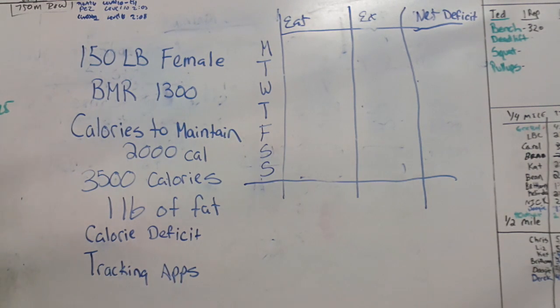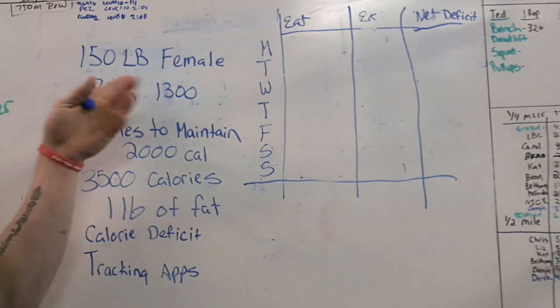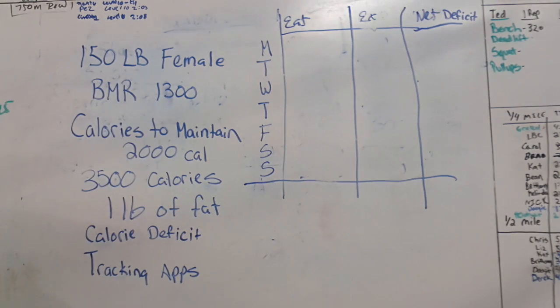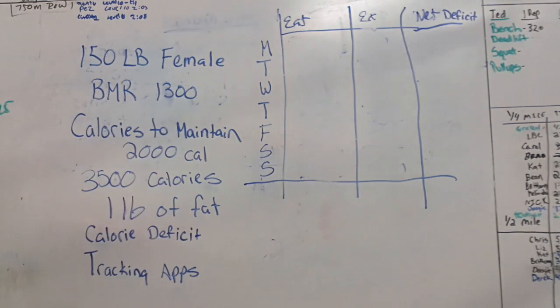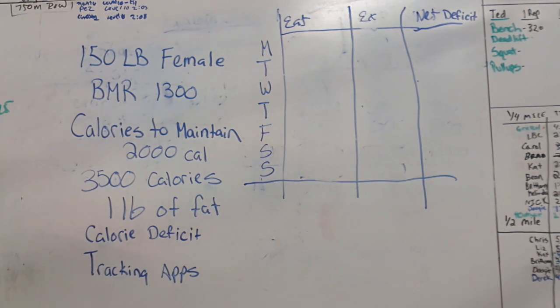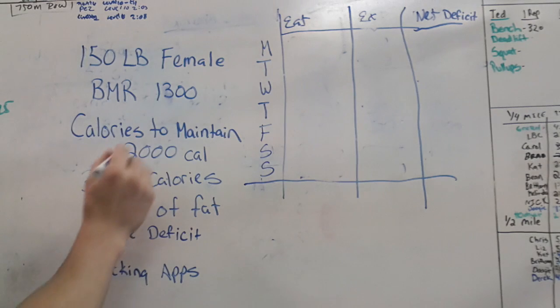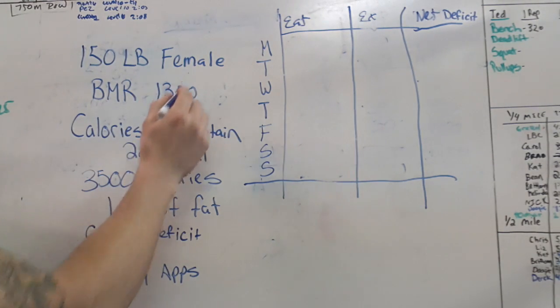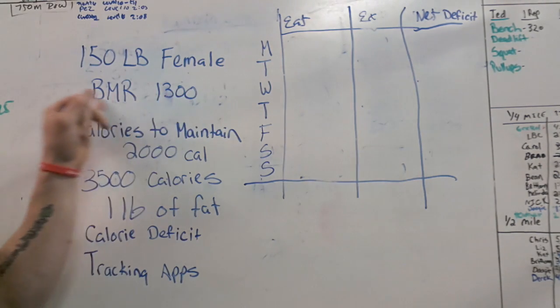So for this demonstration, what I want to do is use an average. It's going to be for a 150-pound female. For this female, a BMR is about 1,300 calories. BMR stands for basal metabolic rate. What it means is what your body burns or utilizes when it's at complete rest. So this 150-pound female, and this is an approximation, will burn about 1,300 calories while doing nothing. If you just laid in bed all day, that's what your body uses just to keep itself alive.